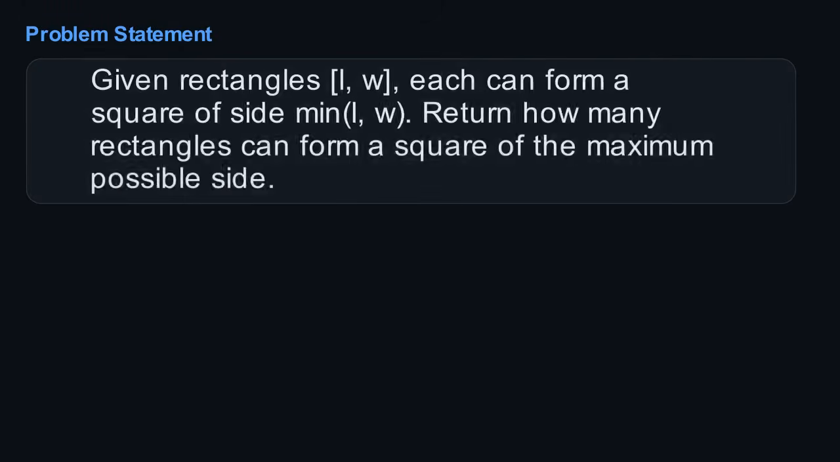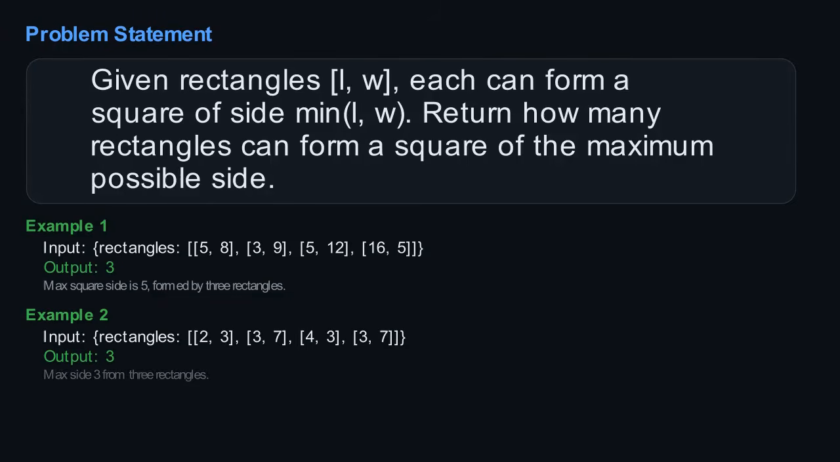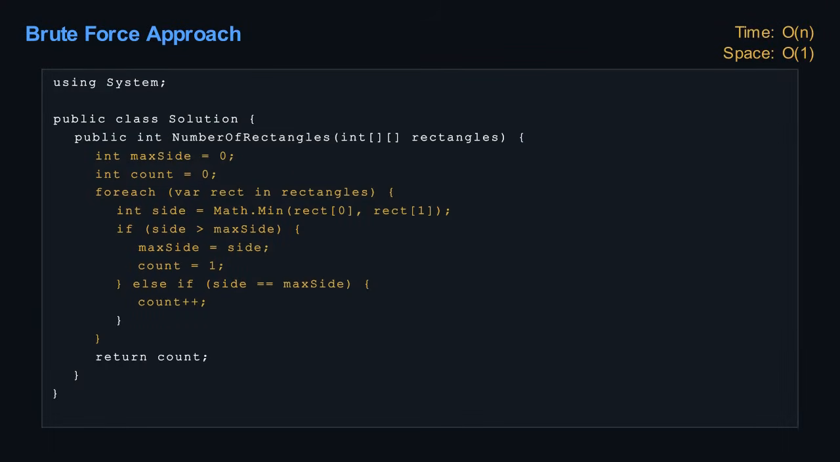You're given an array where each element is a rectangle represented by its length and width. For each rectangle, you can form a square whose side length is limited by the smaller of its two dimensions. Our goal is to first identify the maximum possible side length among all squares that can be formed. Then, we need to return the total count of rectangles that can form a square with that specific maximum side length. A straightforward but slightly less efficient approach involves two passes.